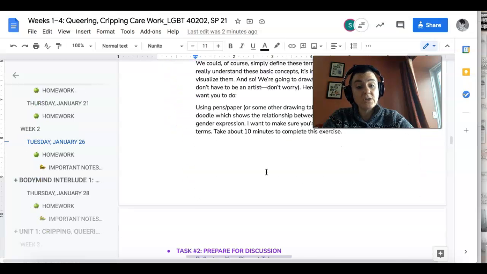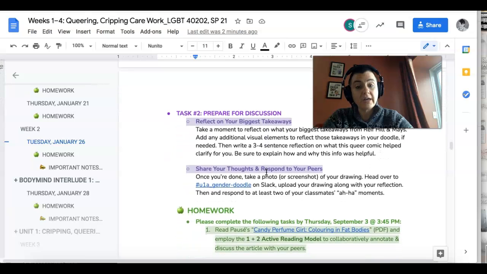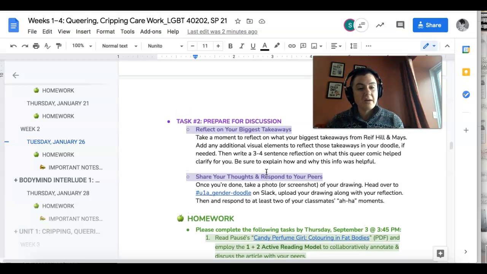And then once you have created that drawing, you're going to want to prepare for discussion. After you've done that drawing, and that should probably take, I don't know, maybe 25 minutes or so to do that first part of class, then we're going to head on over to the last thing we're doing in class, which is that discussion.